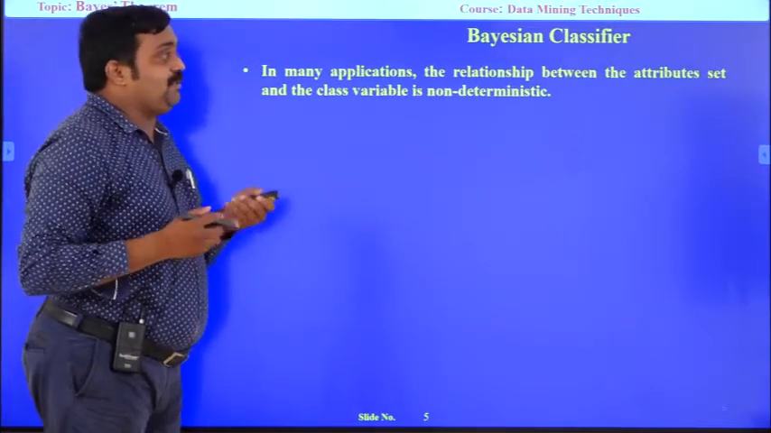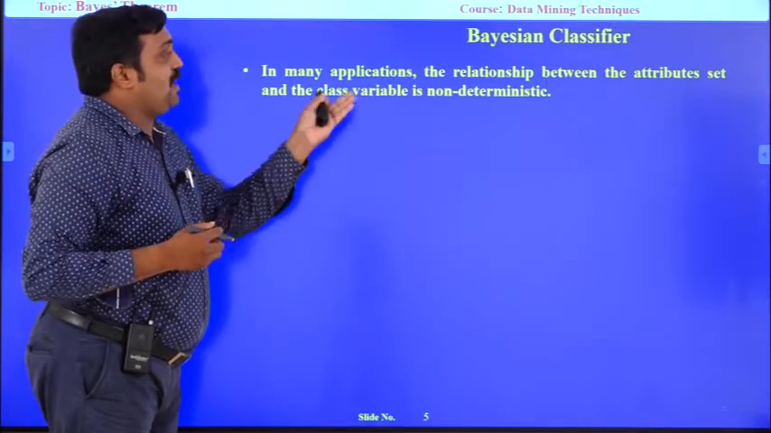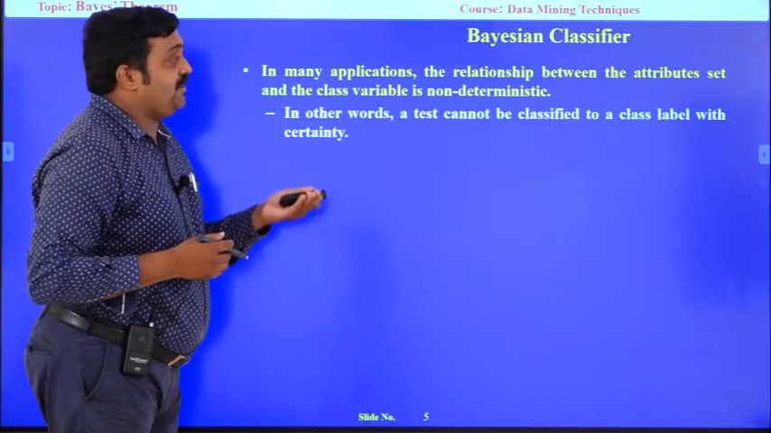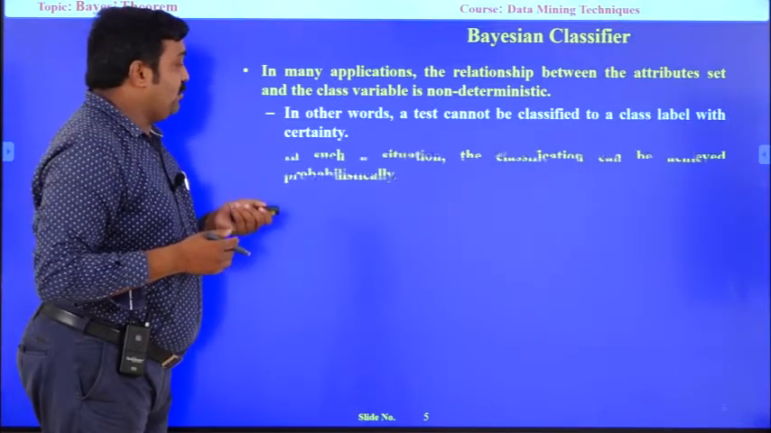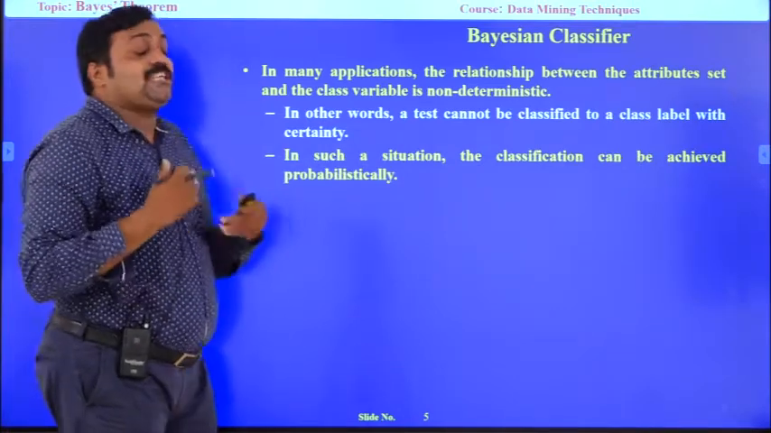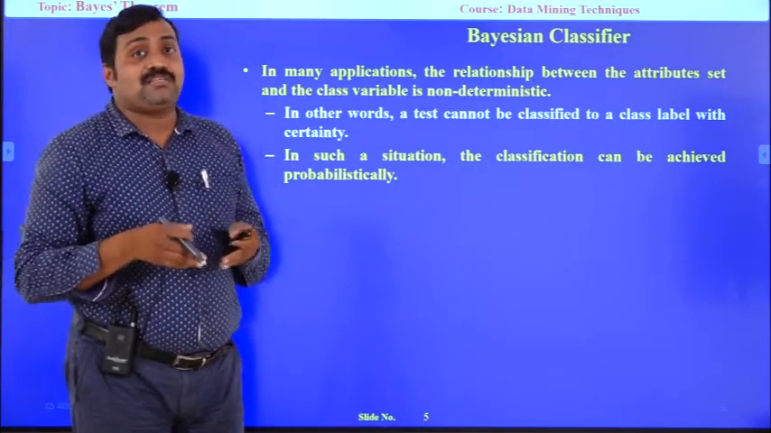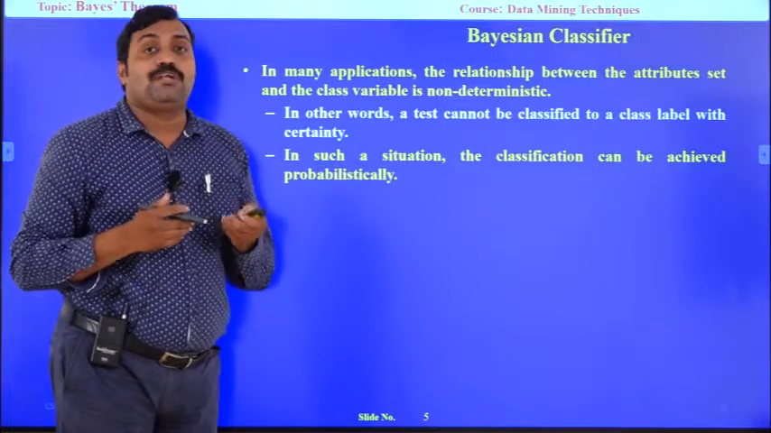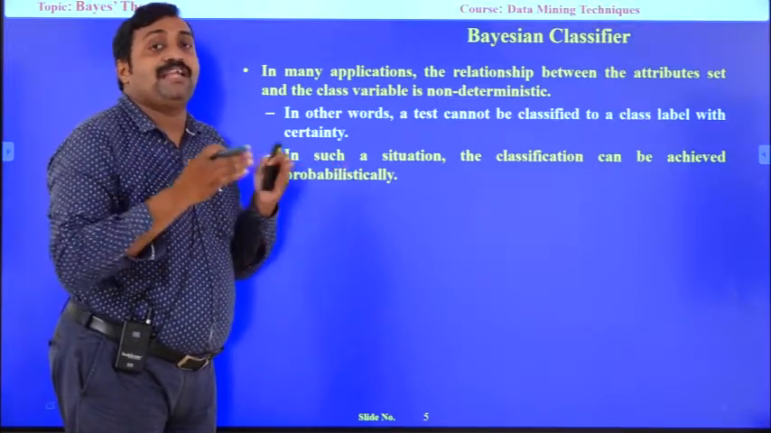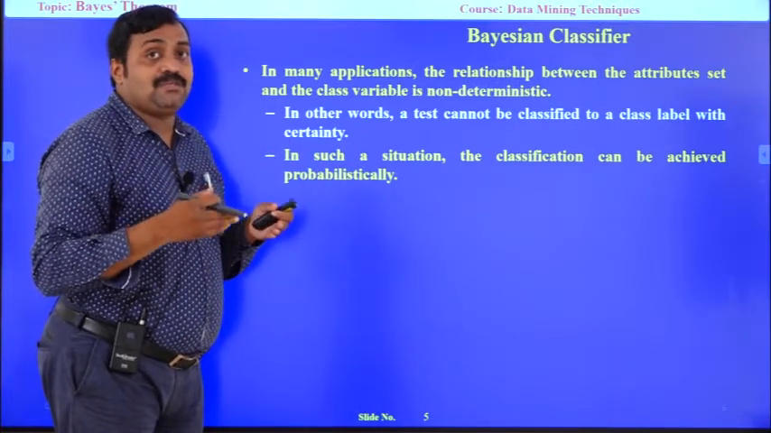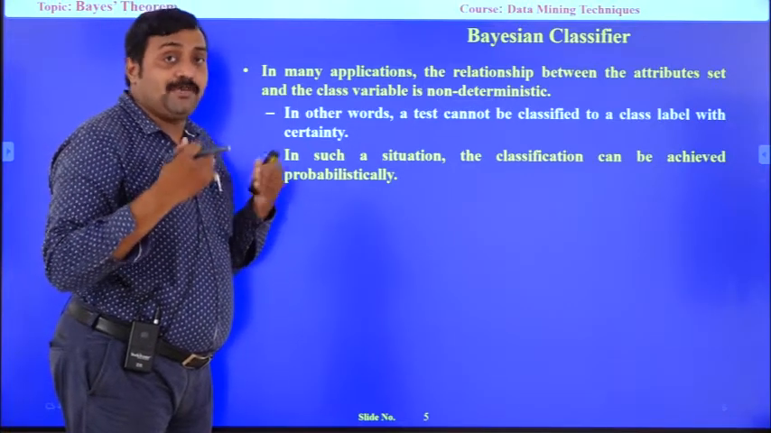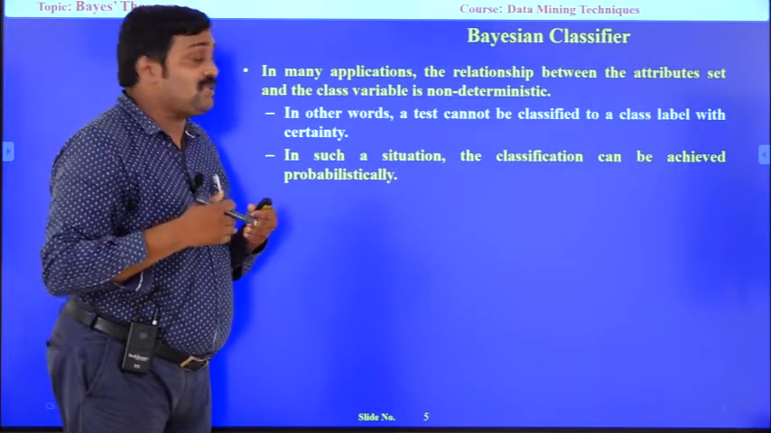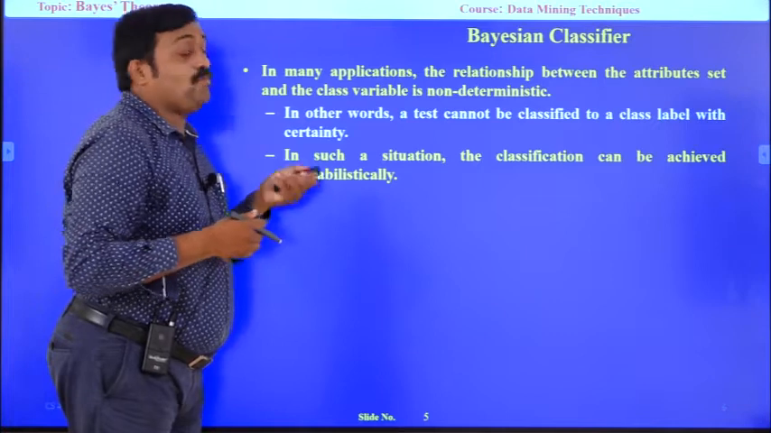Now, in many applications, the relation between the attribute set and the class variable is non-deterministic. In other words, when we are performing a test, the instance cannot be classified to a class label with certainty. So we cannot classify a new object because the class is non-deterministic. In such a case, we are going to do classification based on probability. Whenever we have a lot of data instances to classify, sometimes the classification of a new instance cannot be done because the attribute set and the class variable are non-deterministic. In such cases, we achieve classification based on probability.